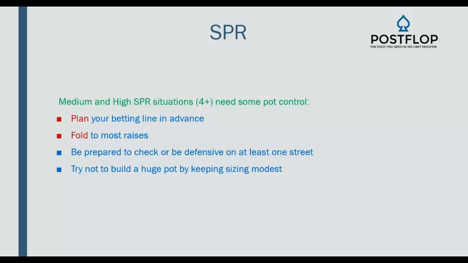Try not to build a huge pot by keeping your sizing modest. I've not talked about bet sizing too much in this series of videos. You don't need to do anything particularly different when you're holding middle pair, but because we have this general desire to keep the pot smaller, I would just stick to these sorts of sizings. They should be around what you normally bet anyway, but I wouldn't go on the high side. If I'm going to go anywhere, I'd go on the low side with most of my betting holding middle pair.